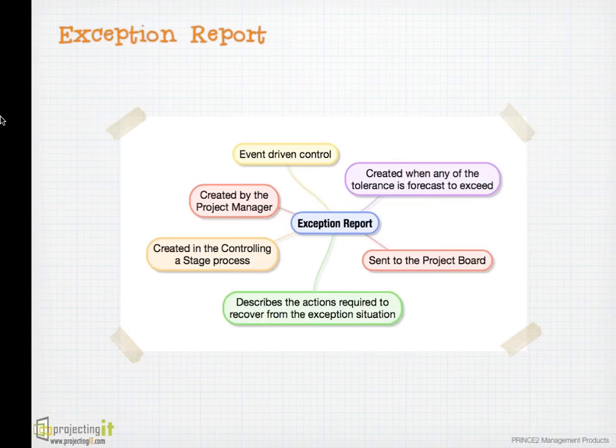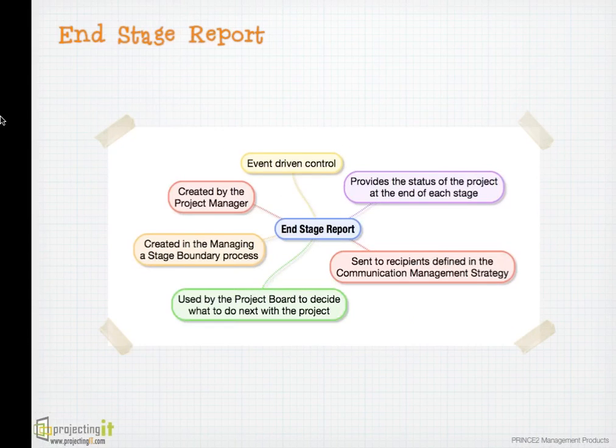If the tolerance is exceeding at the stage level, the decision is made by the board. But if the tolerance is exceeding at the project level, the board refers the problem to the corporate, who can make the decision on that tolerance exceed. It is prepared by the project manager in the controlling a stage process.